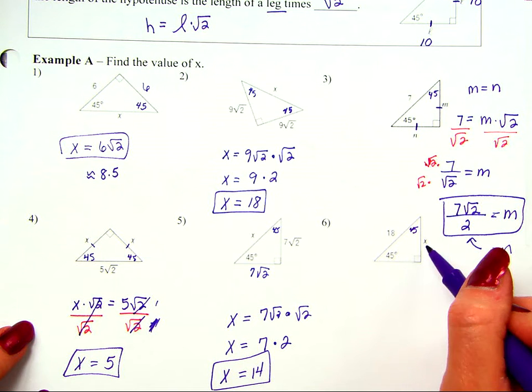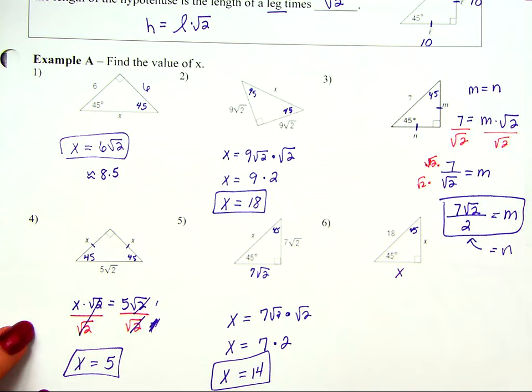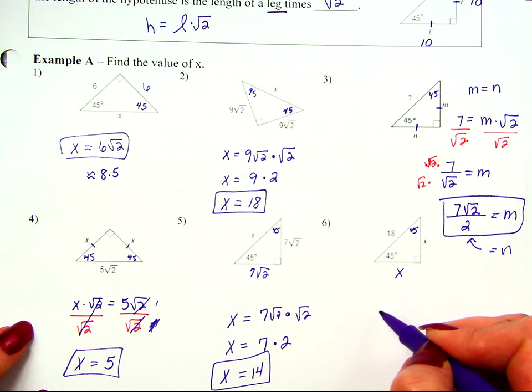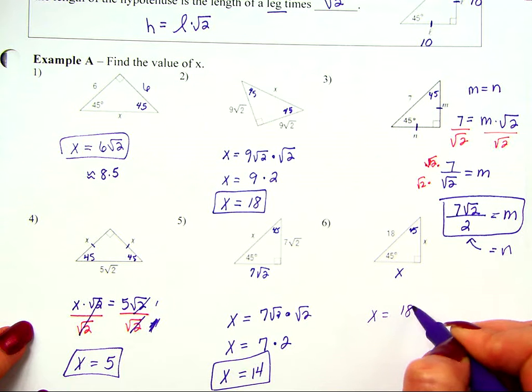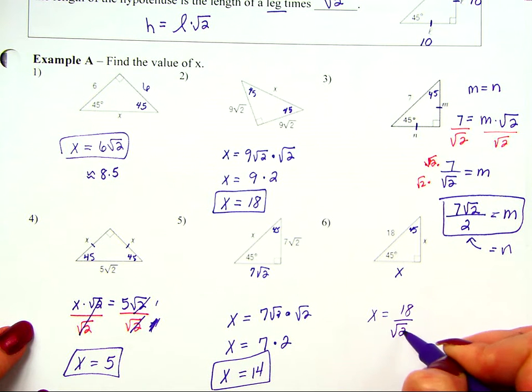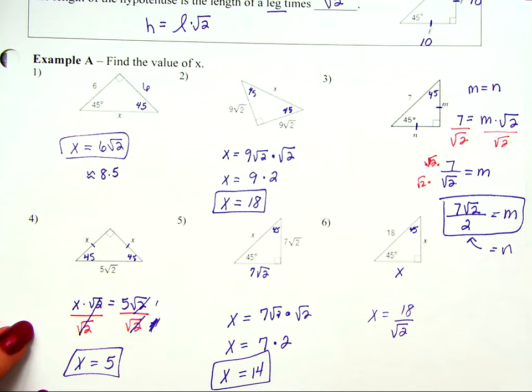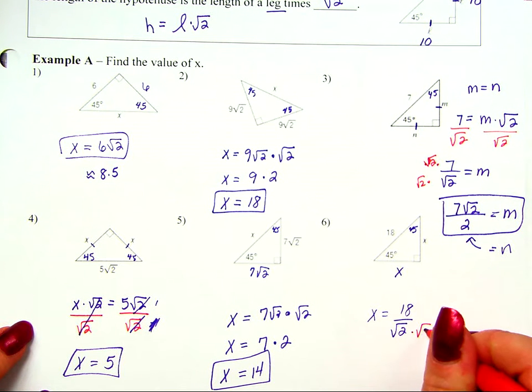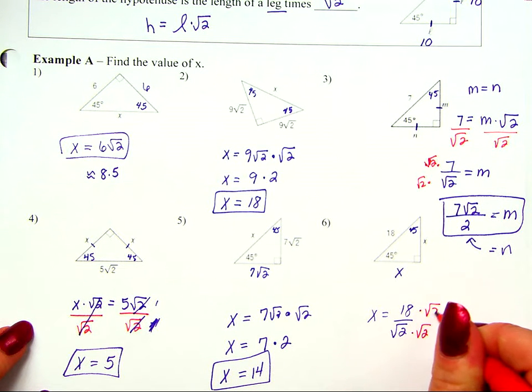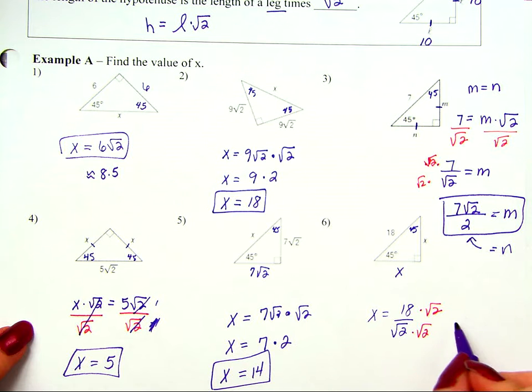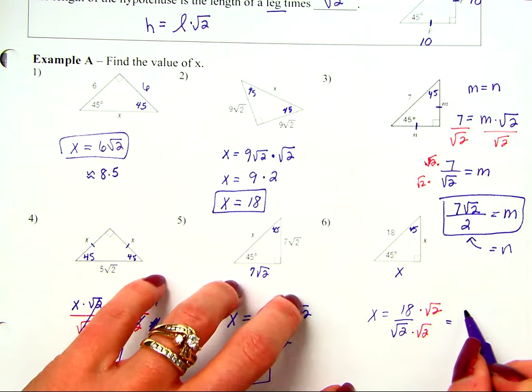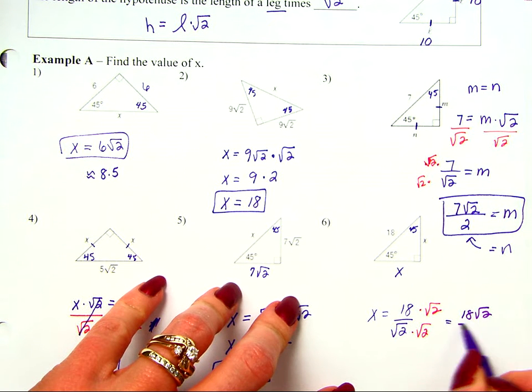In number 6, I have my 45, 45, 90. I can see that if this side is x, this side would be x. My hypotenuse is 18. So the side length of my triangle, well, x would have to be equal to 18 divided by root 2. Now again, that's not left in proper form. I need to rationalize my denominator. When I do that, I end up with 18 root 2 all over 2.